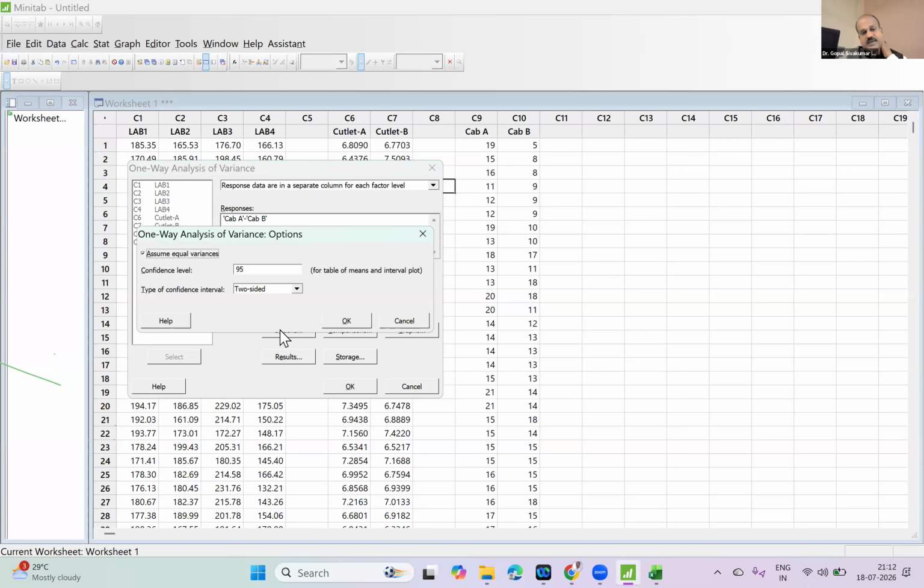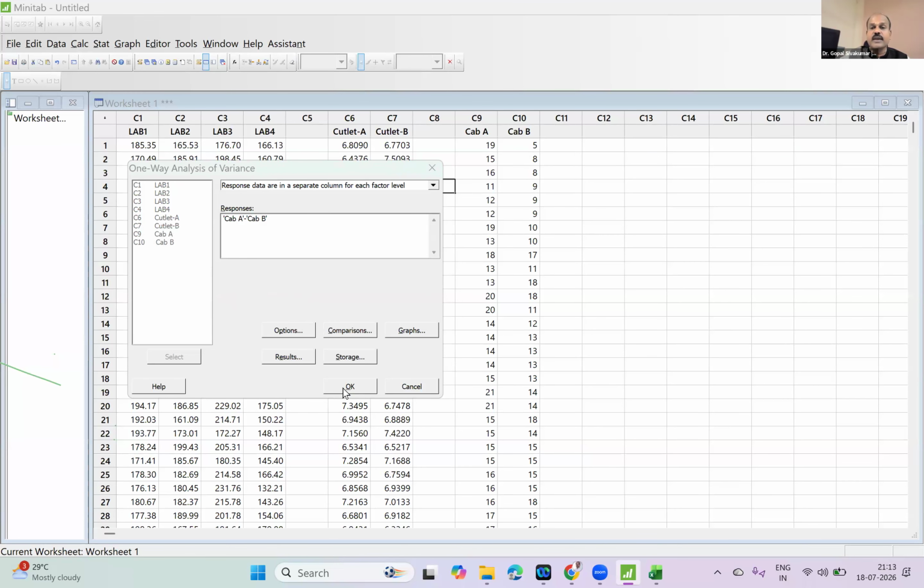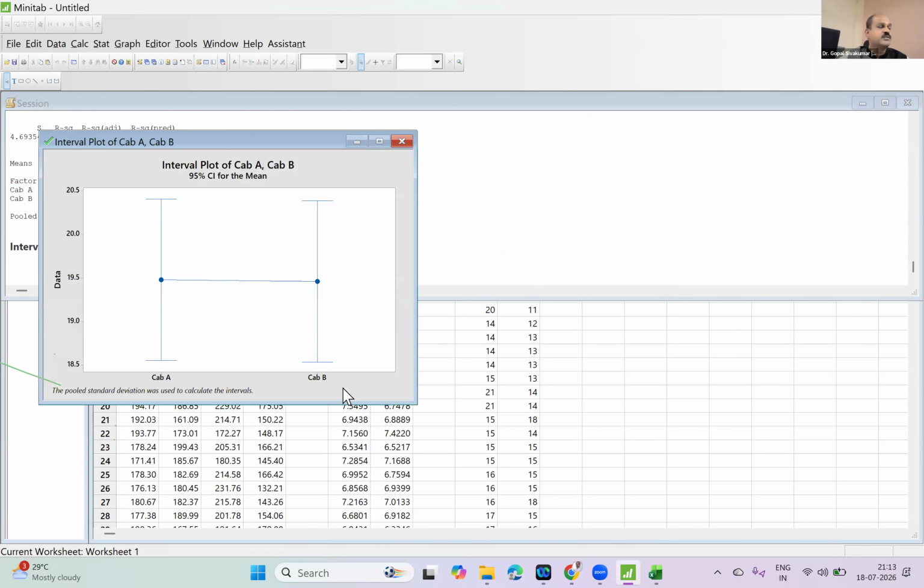Now you should go to Options. Confidence level, generally 95%. And we want a two-sided test, and assume equal variance. You make sure this is ticked. Now you give okay, give one more okay, and look at your cab agent performance.